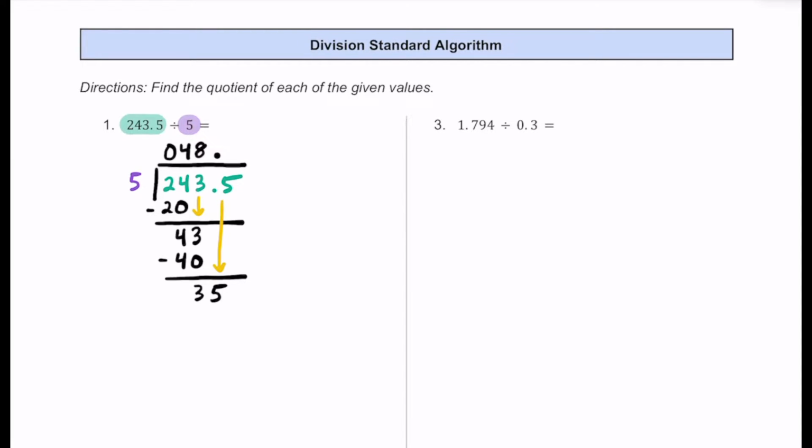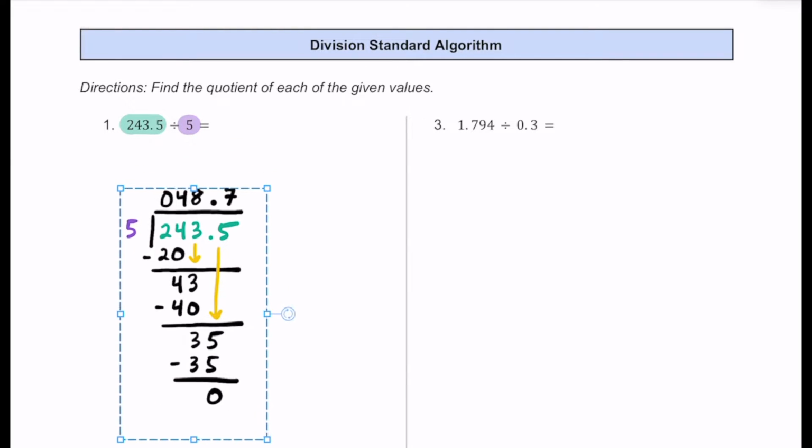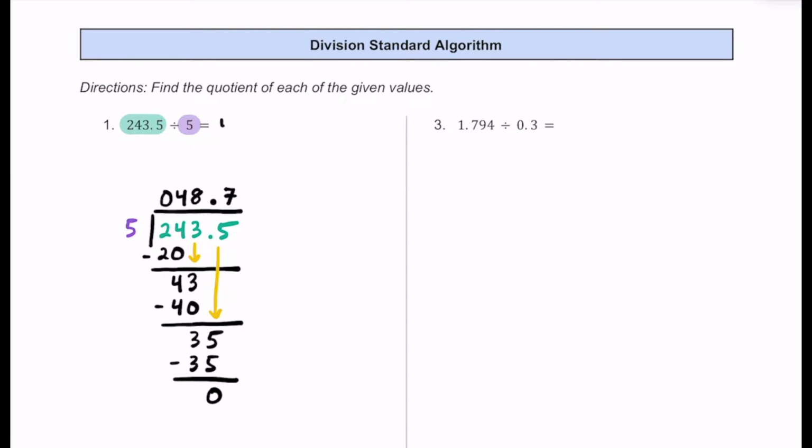So let's see how many times 5 fits into 35. I believe 5 times 7 is exactly 35. So we're going to go, it fits in 7 times. That goes on top here. Now the 7 times this 5, that's going to be 35. And so if we subtract, we notice here that there's a remainder of 0. So I'm going to move this down a little bit so we have a little bit of space. But our quotient here is going to be this 48 and 7/10. You don't need that 0 in the beginning.